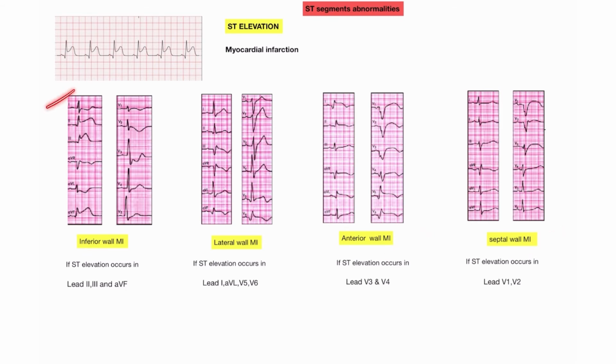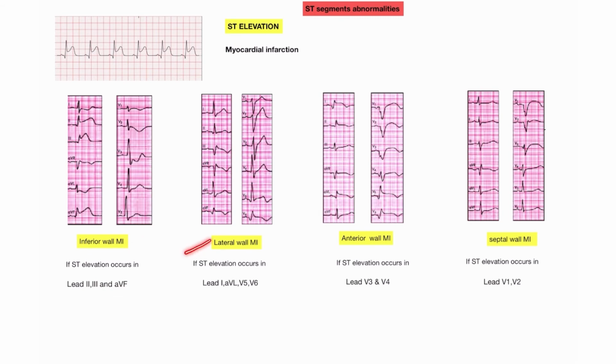In the ECG you will see the elevation occur in the graph. If inferior wall myocardial infarction occurs, then elevation occurs in the second, third, and AVF leads. Here this is the second lead. Here the elevation occurs in the ST segment, in the third lead also, and also in the AVF lead. So please learn this: if elevation occurs in lead number second, third, and AVF, then it is an inferior wall myocardial infarction.